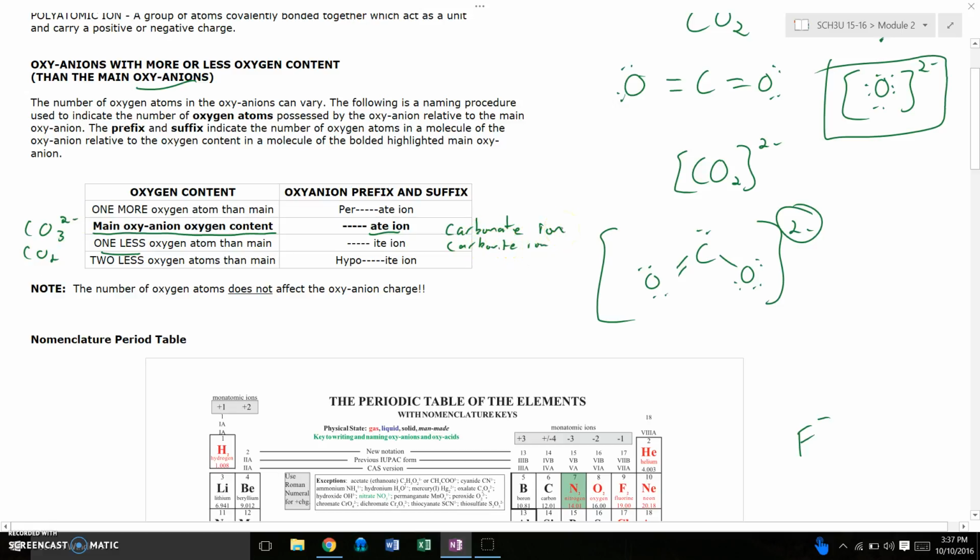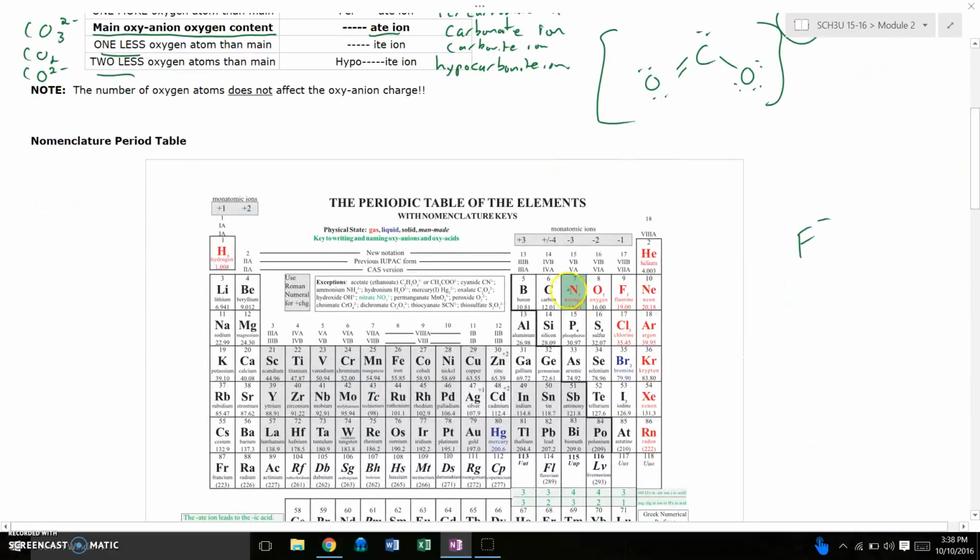We can also have 2 less than the main, which in this case would be the CO 2 minus, and it's called the hypocarbonite ion. If we have 1 more than the main, so in this case that would be CO4 2 minus, we call that the percarbonate ion. And so it works for any of the common anions on the periodic table. So in this case we used carbonate.